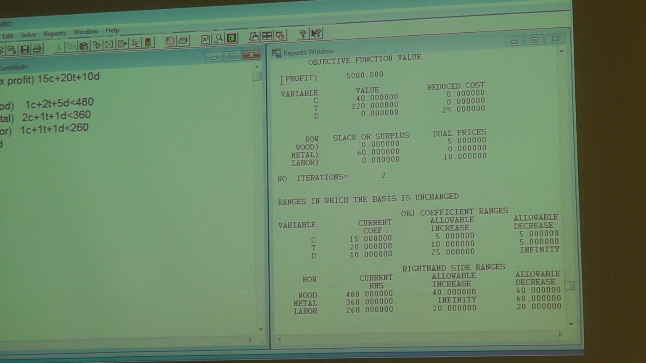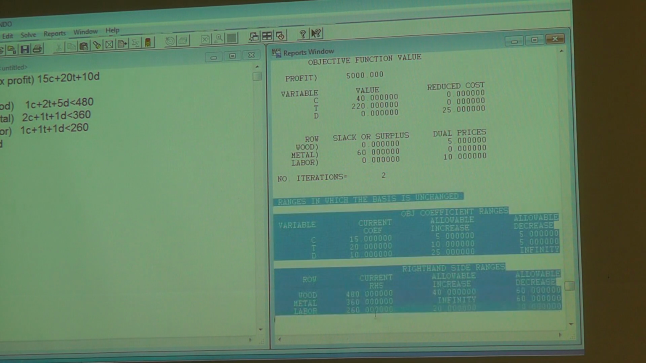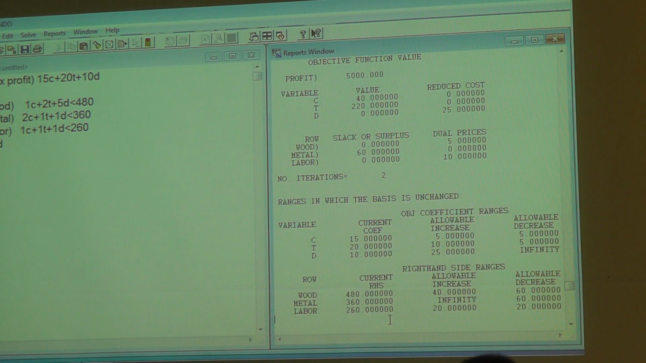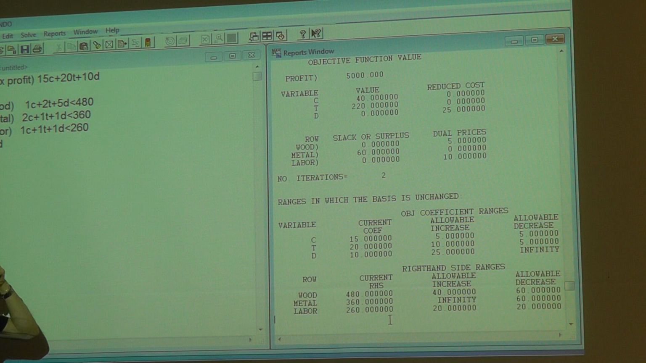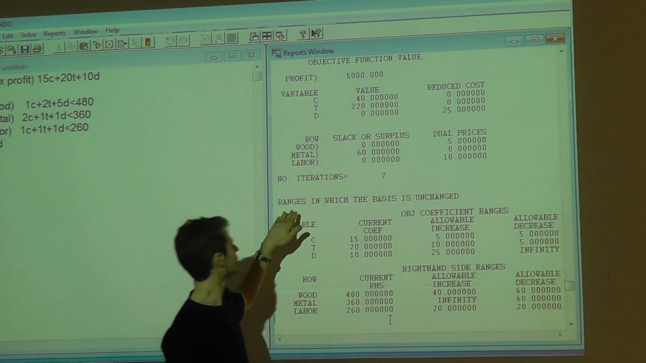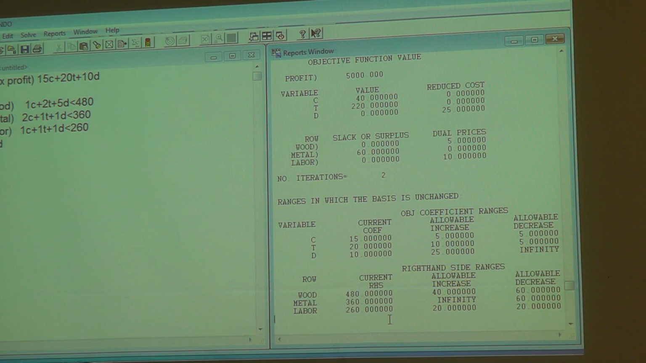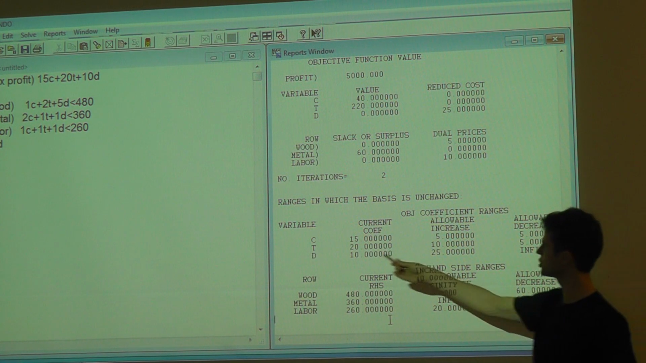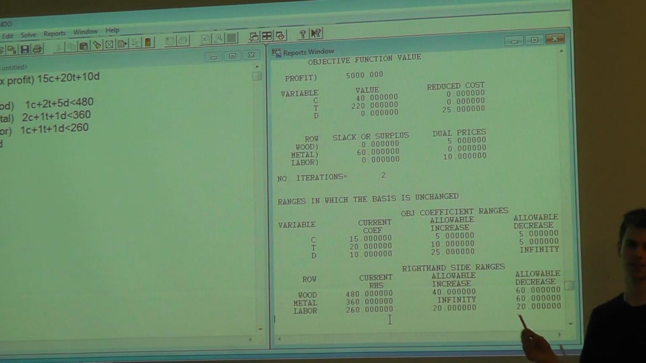So now I get output which includes the solution of the problem and some extra table, and I'll try to explain what this table means. First of all, it tells you what it is: ranges in which the basis is unchanged. Suppose you want to change this coefficient of c from, well, 15 to something else.